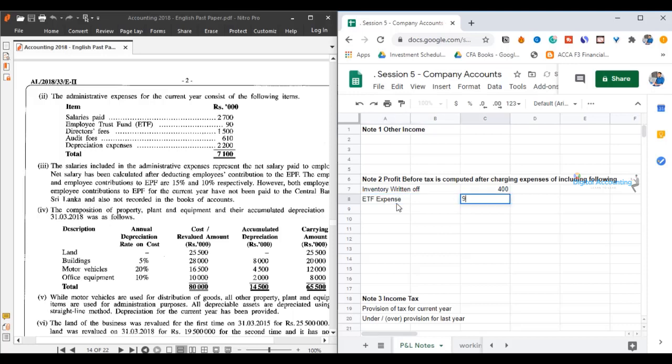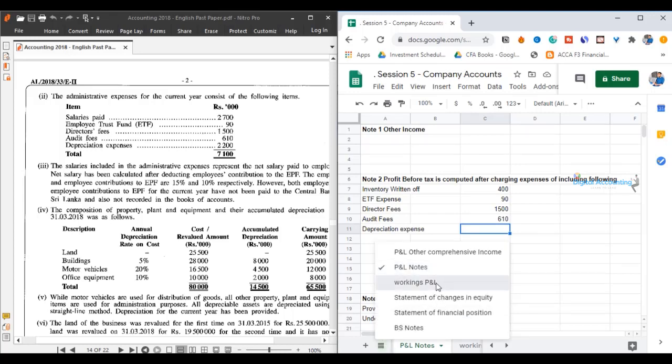That is 90. Director fees 1,500. Audit fees 610. Depreciation expense. Once we adjusted all the additional information, we can show the depreciation expense here. This 7,100 we can take for workings of P&L.